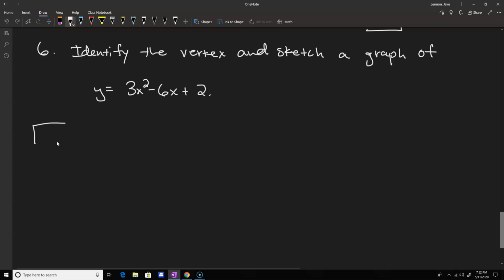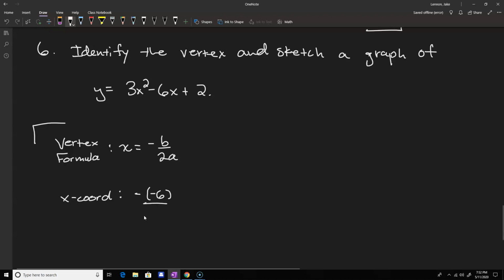So remember the vertex formula. Basically, the vertex formula says the x-coordinate occurs at negative b divided by 2a. So the x-coordinate of our vertex here is going to be what? It's going to be negative b, so in this case b is negative 6, so it's going to be the opposite of negative 6 divided by 2 times 3. So this comes out to 1. So that's the x-coordinate of our vertex.